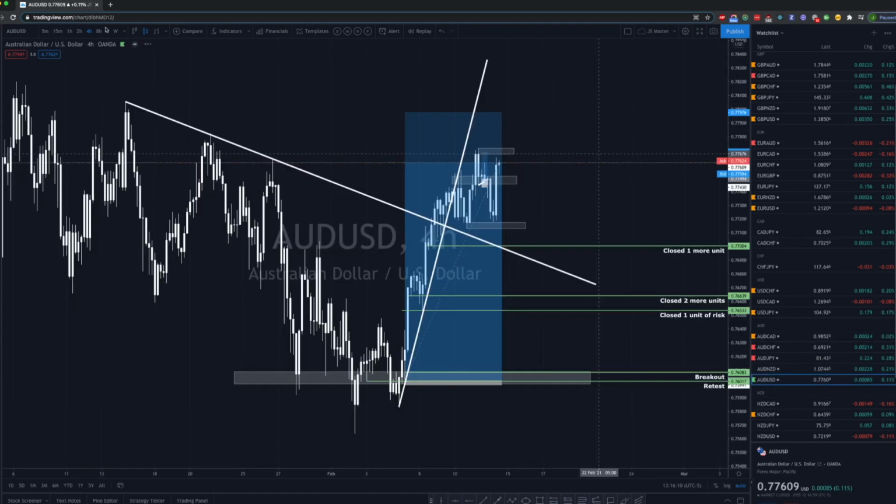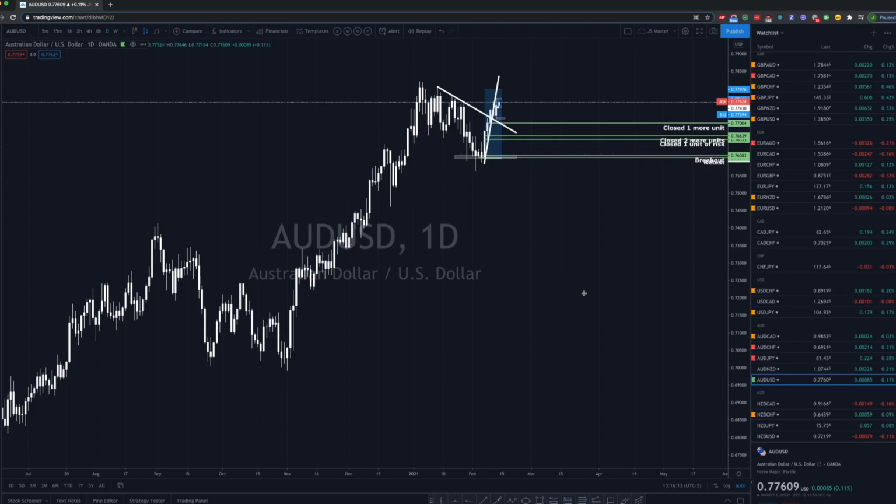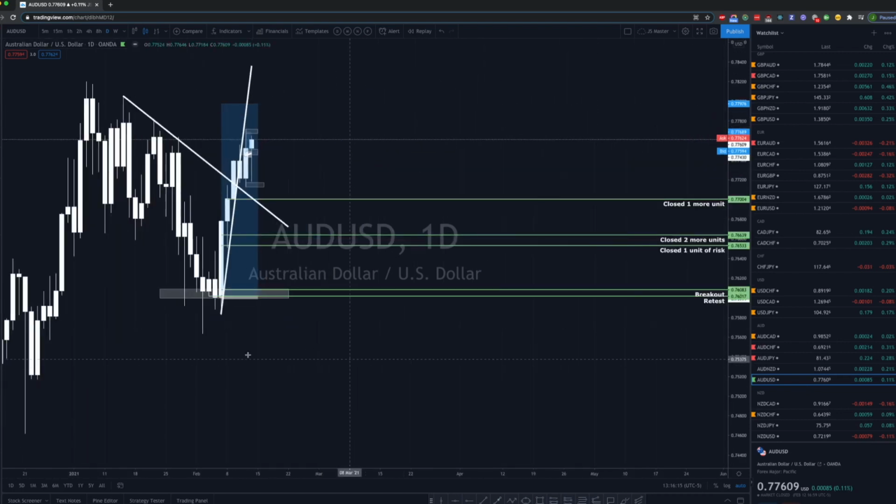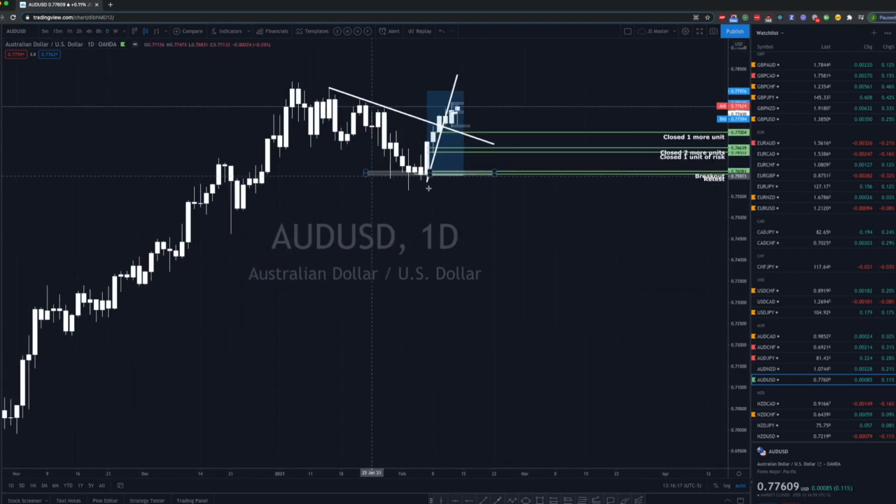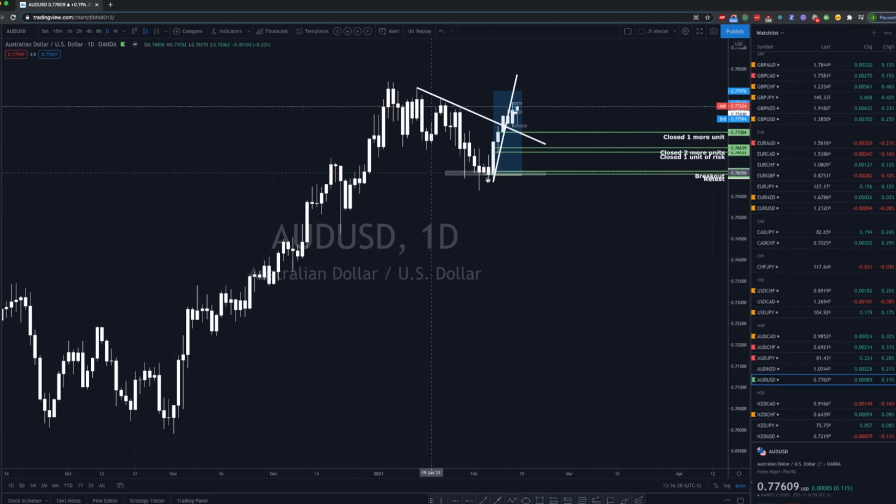AUDUSD. All right, so this is just a trade that I'll be managing. There's no entries for me on this pair. I took my entry on a retest of these levels here. I'm still currently managing this trade.